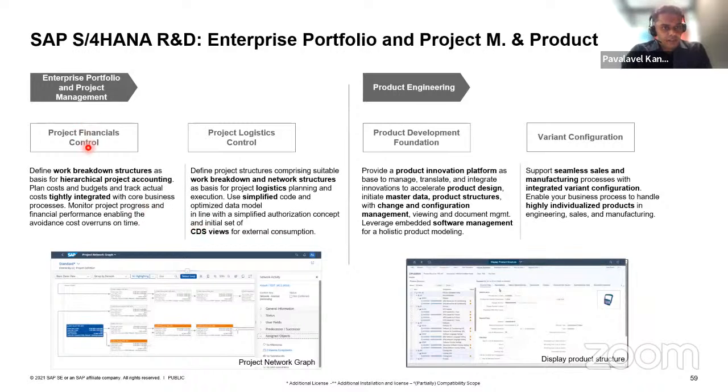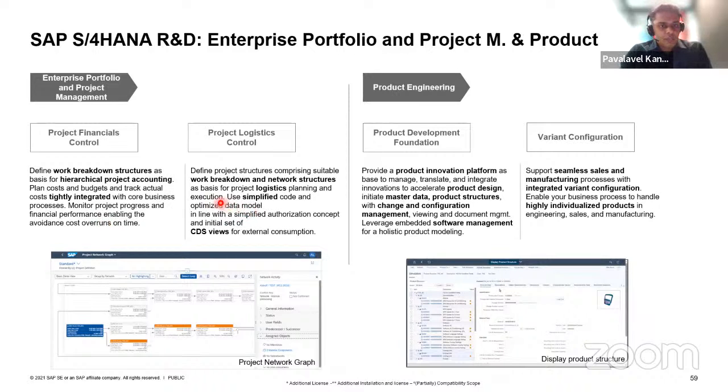So your project financials, project logistics, you can define your work breakdown structure. This is part of the base package. You will be able to define work packages. You will be able to do hierarchical project accounting, budgeting, track actuals, and you will be able to track project progress and enable your finance performance. All those items can be measured.